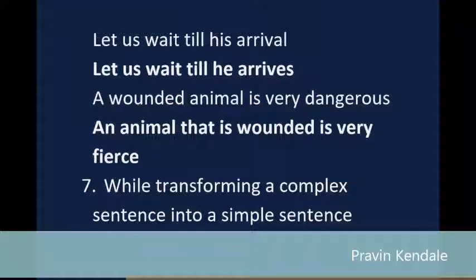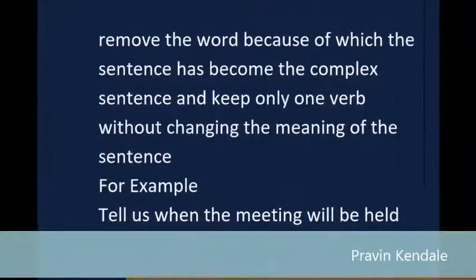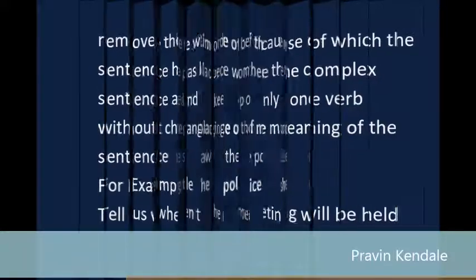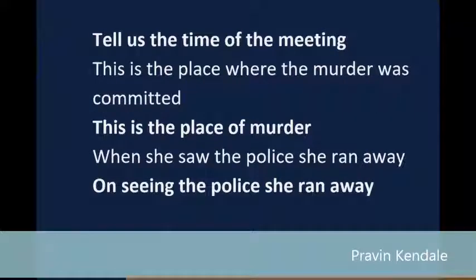7. While transforming a complex sentence into a simple sentence, remove the word because of which the sentence has become the complex sentence and keep only one verb without changing the meaning of the sentence. For example, tell us when the meeting will be held. Tell us the time of the meeting. This is the place where the murder was committed. This is the place of murder. When she saw the police, she ran away. On seeing the police, she ran away.